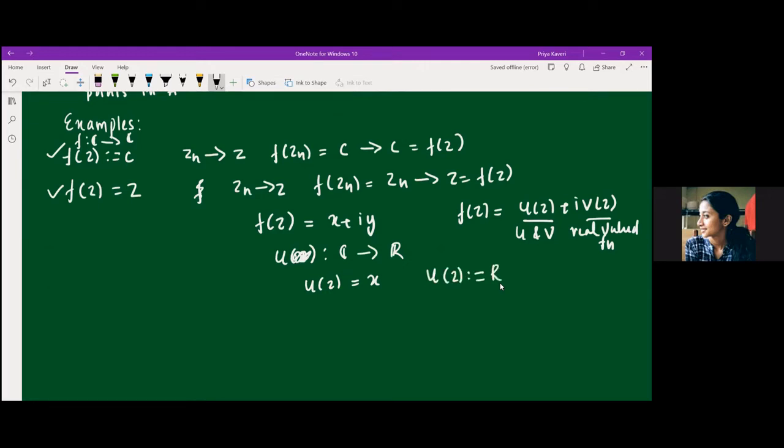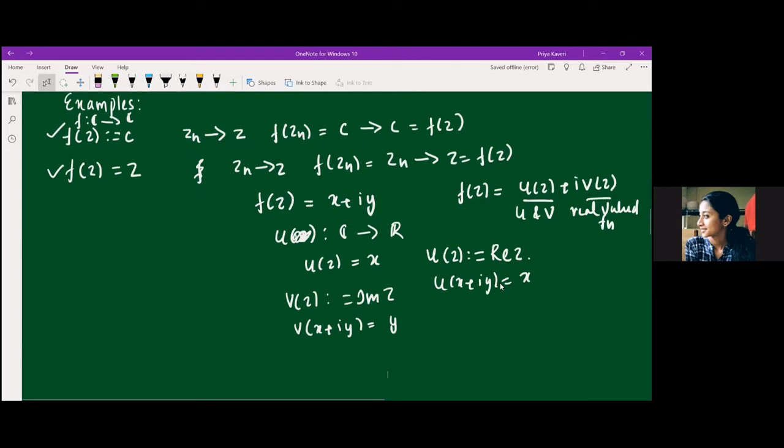Okay, we can take just the real part of z, right? Then we will get u of x plus iy equal to x. And if we consider v of z as the imaginary part of z, then we will get v of x plus iy as y. So why are we doing this?